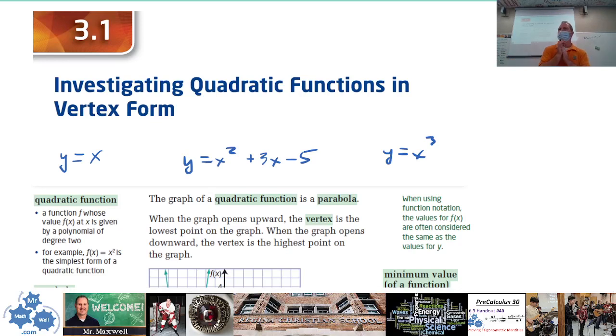Okay, 3.1. Let's talk briefly about 3.1. This is investigating quadratic functions in vertex form. Investigating quadratic functions. Who knows what a quadratic function is? What sets a quadratic function apart? Anybody?